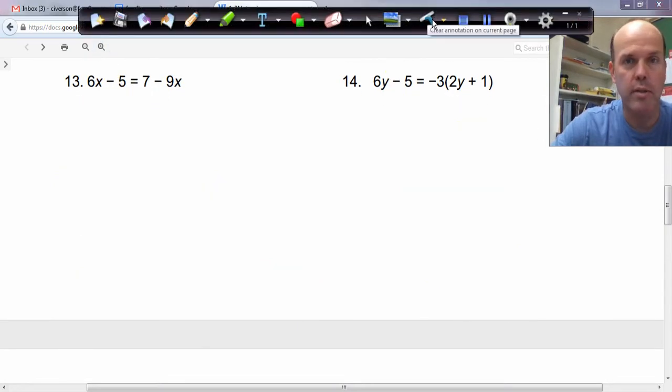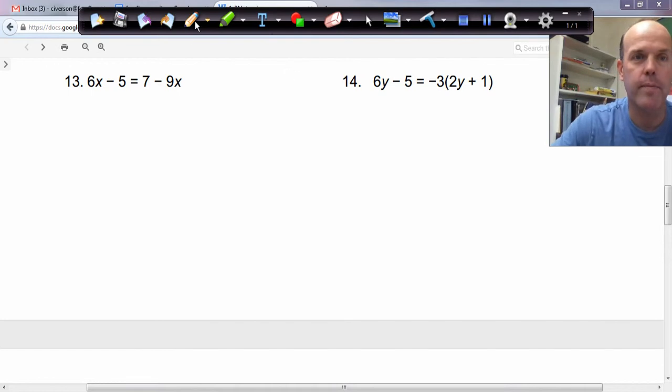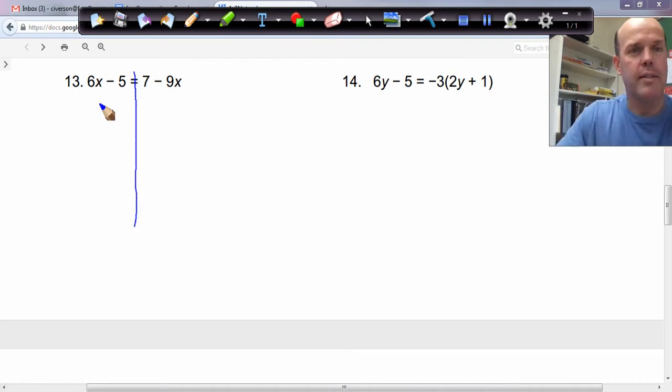Alright, let me scroll down the page so I can get the other ones. Wipe the board clean. Magic. Alright. Here we go. Next one. 13. Alright. So draw a line straight down through the middle. So we got x's on both sides, so we need to combine our like terms. I always like to move the smaller of the x's, so if you'll see that the negative 9 is the smaller of the two, so let's add 9x to both sides.